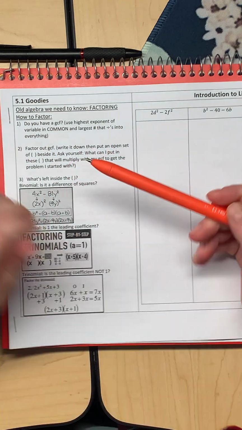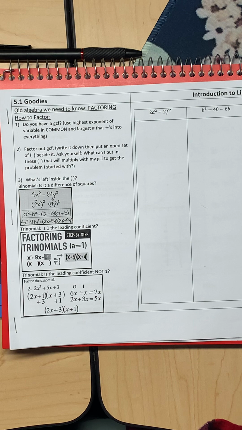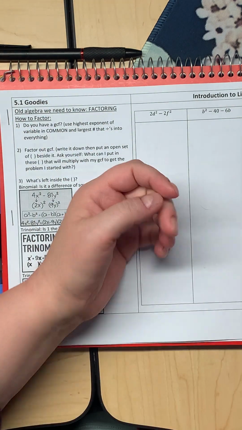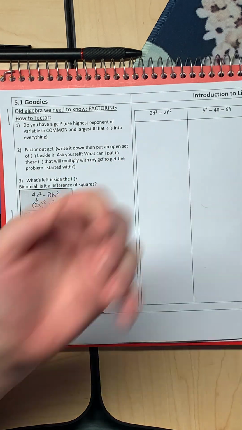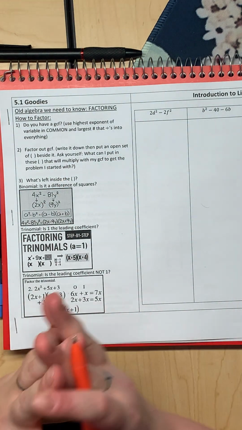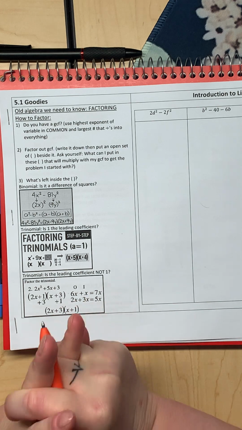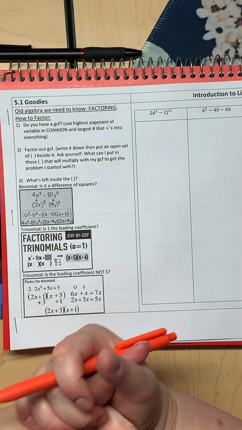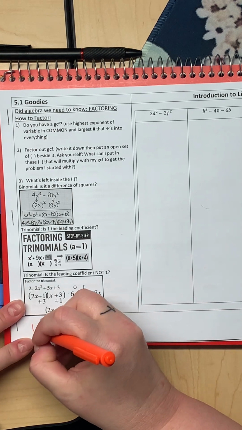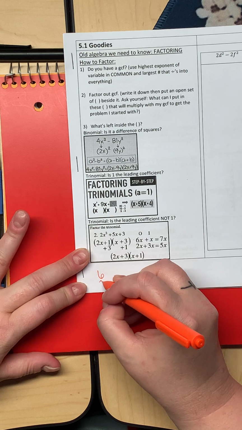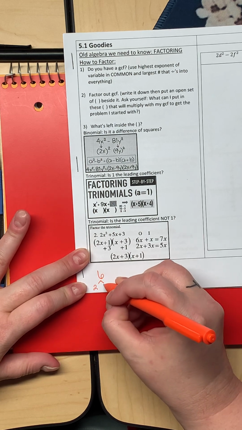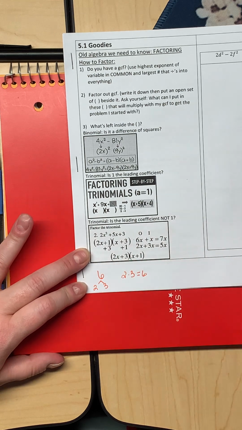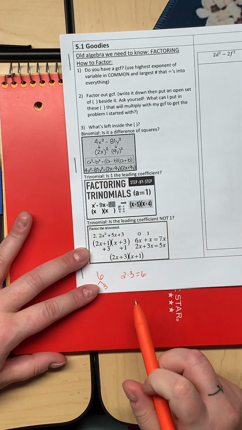First off, in 5.1, we have to go over some old algebra, how to factor, because we use that a couple of times in the rest of this section. When we say factor something, factor means break it into the things that multiply up. Say we had the number 6, the factors are maybe 2 and 3, because 2 times 3 equals 6. So 2 and 3 are called factors.